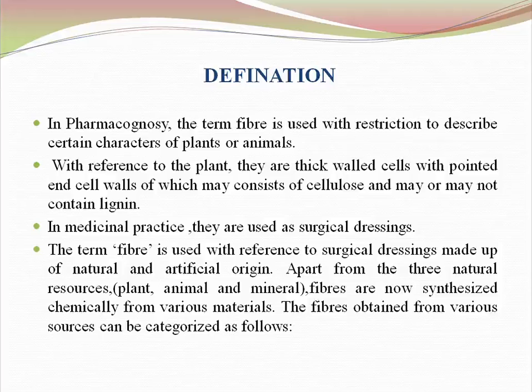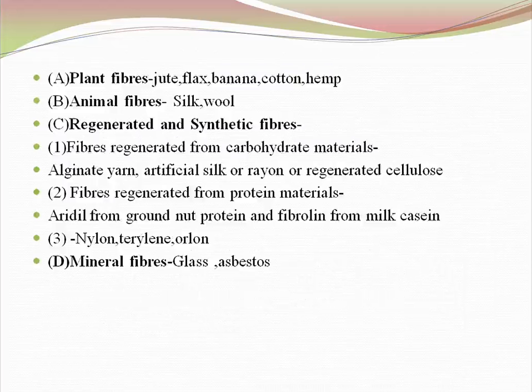So in terms of pharmacognosy, fibers can be defined as thick wall cell with pointed end wall which consists of mainly cellulose and lignin as ingredient. And in medicinal practice, they are mainly used as surgical dressing. So the fibers that are naturally derived can be divided into these following four categories: plant fiber, animal fiber, synthetic fiber, and mineral fiber.